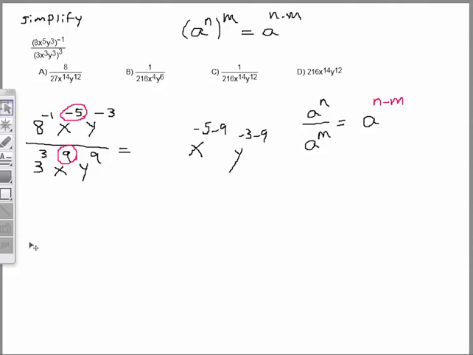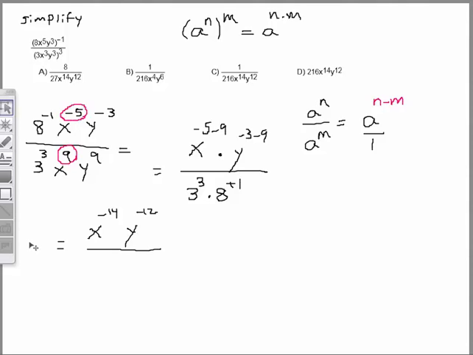So right here we can place. Don't forget this whole thing would go to the top of the fraction. That's what we have here. So we can leave the 3 at the bottom of the fraction and then move 8 to the bottom of the fraction and make it positive for now. That's what we can do. So let's see what we have so far. We have x to the power of negative 5, negative 9 would be negative 14. This would be y to the power of negative 3, negative 9 would be negative 12.